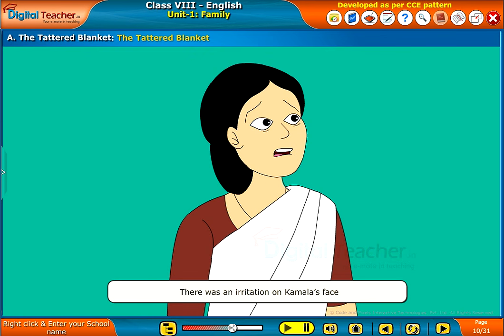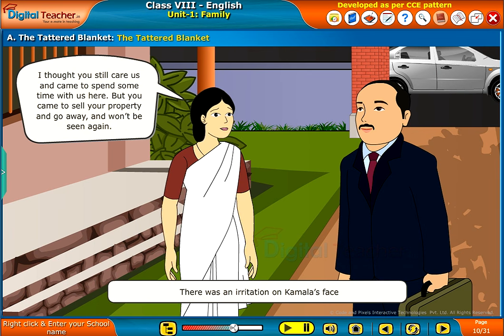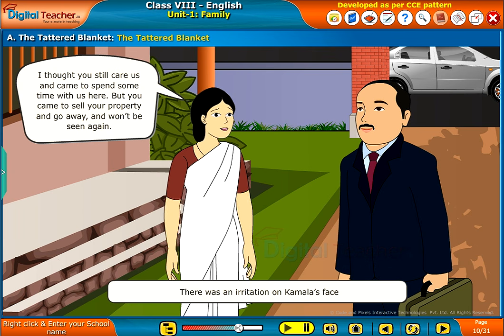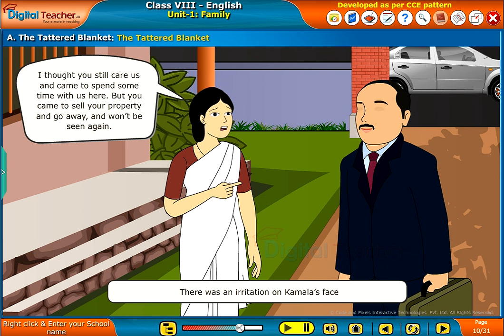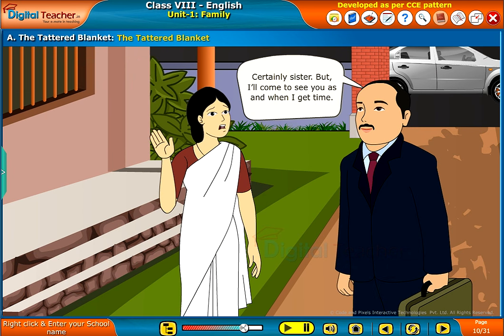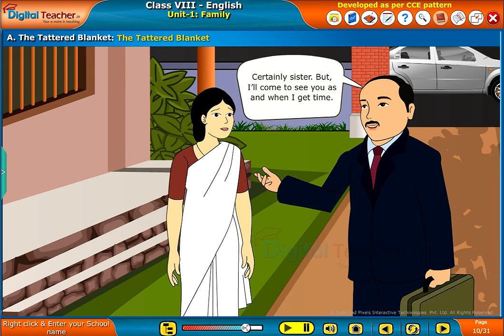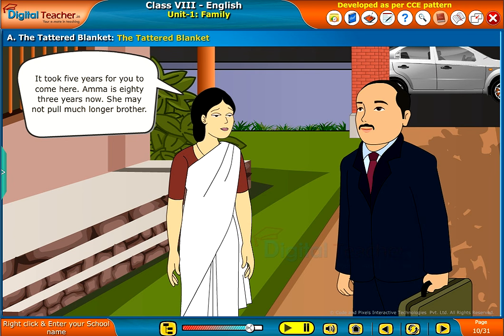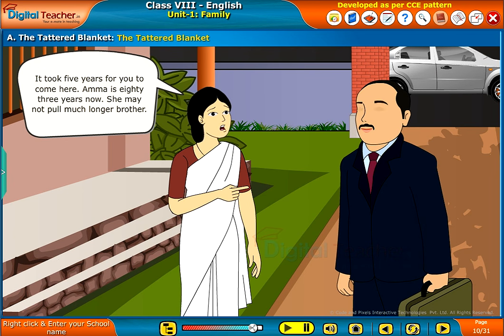There was an irritation on Kamala's face. I thought you still care for us and came to spend some time with us here. But you came to sell your property and go away and won't be seen again. Certainly, sister, but I'll come to see you as and when I get time. It took 5 years for you to come here. Amma is 83 years now.